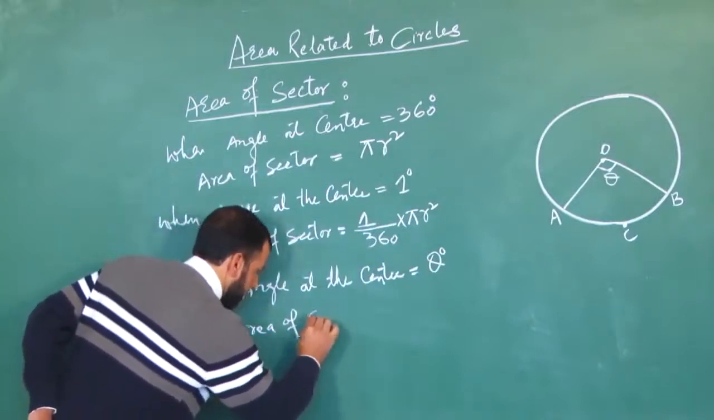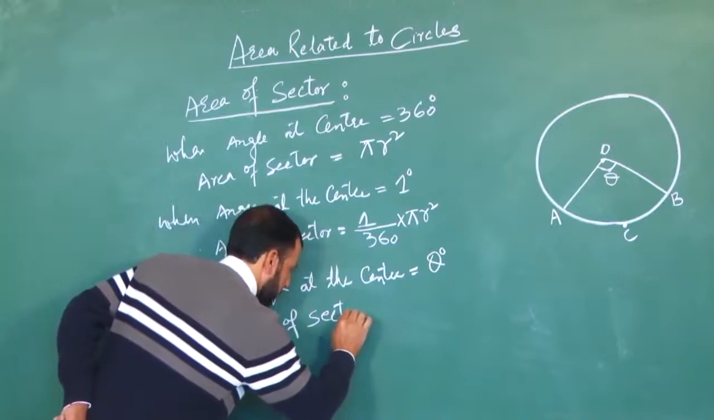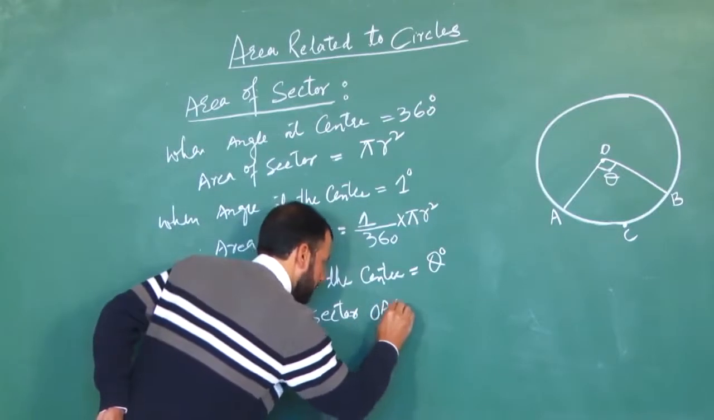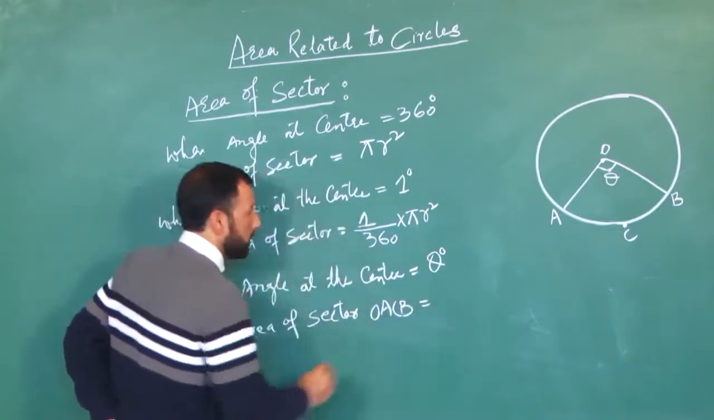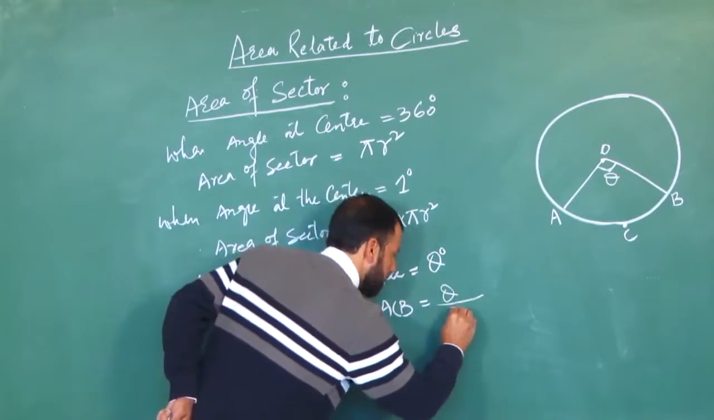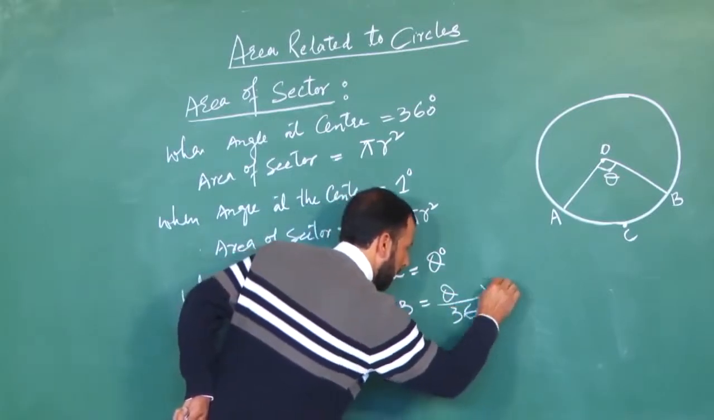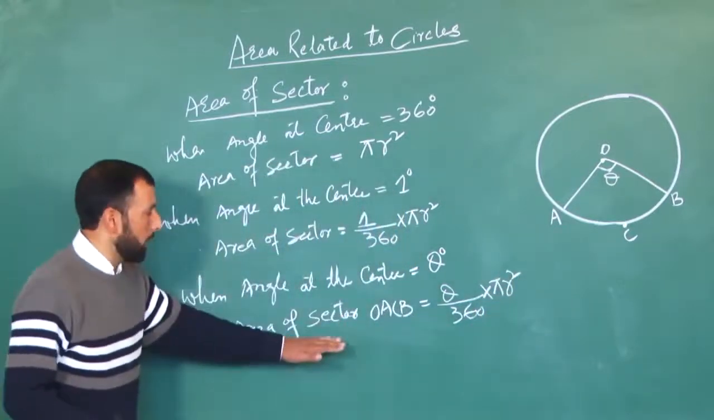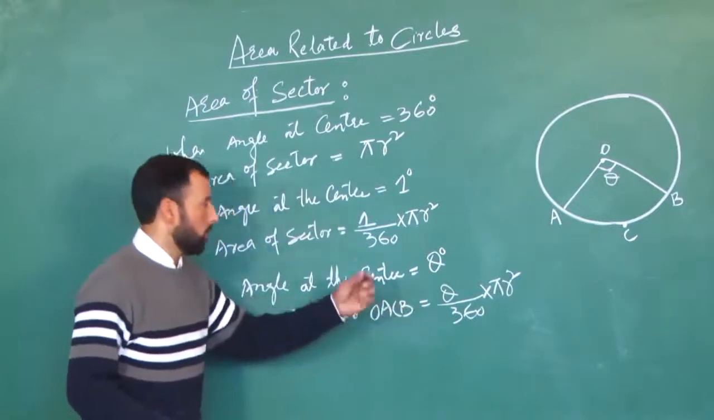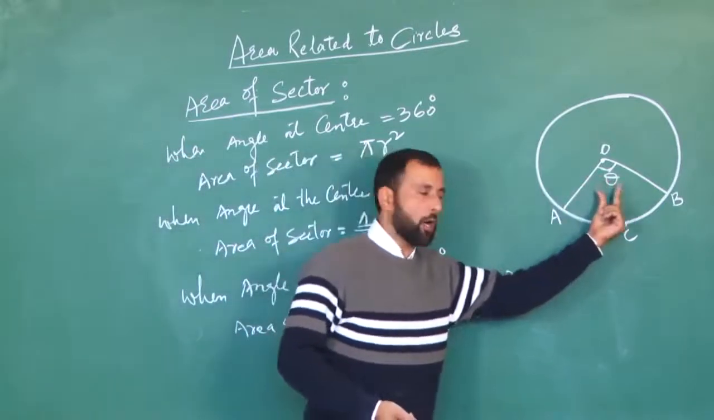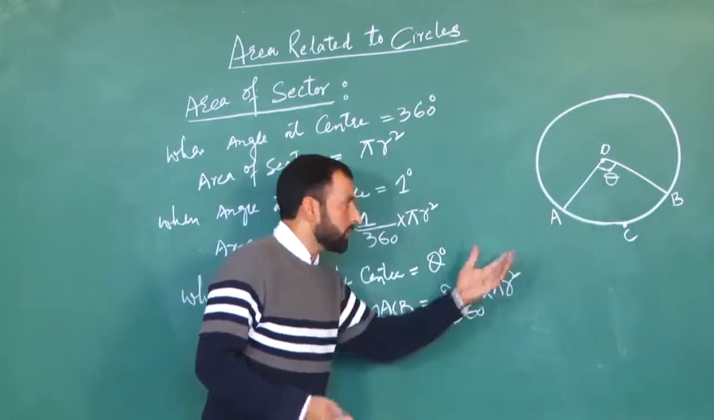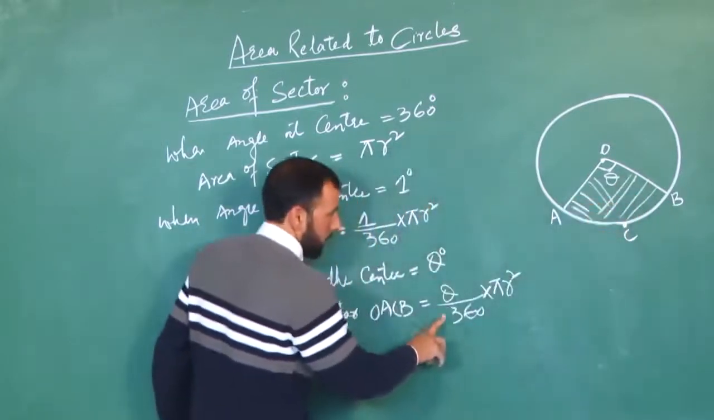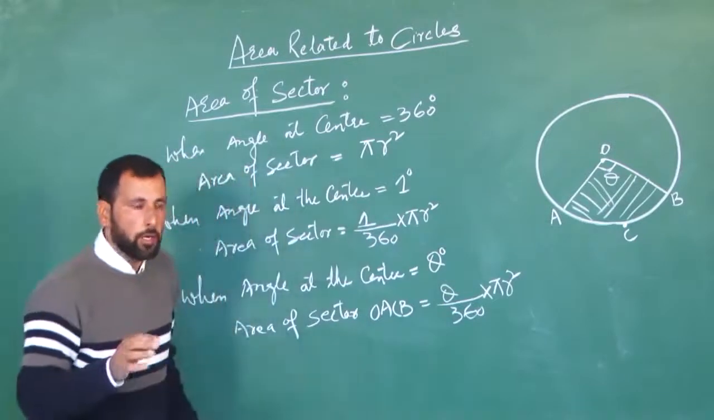Area of a sector. We call the sector OACB. Its area is equal to theta divided by 360 times pi r squared. This is the formula for finding the area of a minor sector when the sector angle is theta, and therefore the area of this sector is theta divided by 360 times pi r squared.